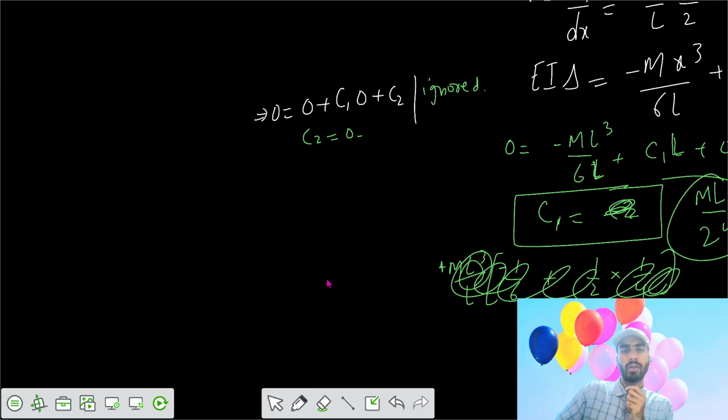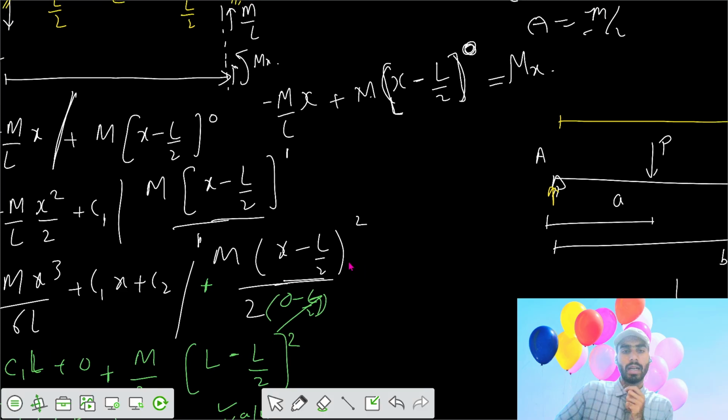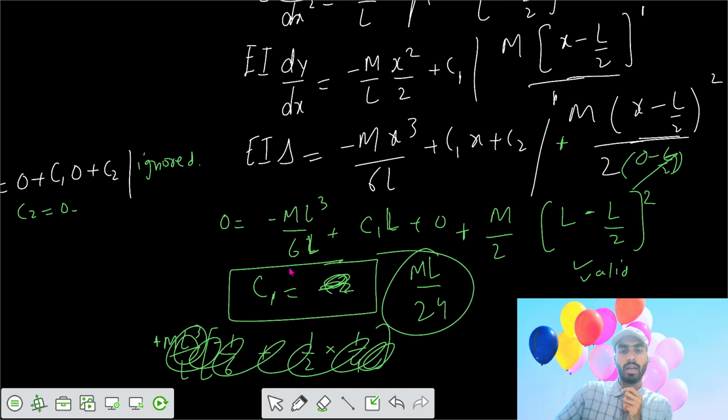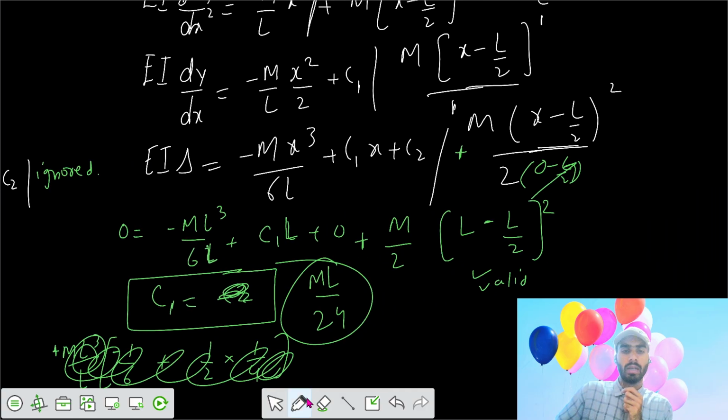Once you have the value of c1 equals M L by 24, your deflection equation becomes that. Finally, your c2 was 0, so we can remove this part. Your c1 becomes M L by 24, so we can write c1 into x, that is M L by 24 into x, and similarly here it was M L by 24.